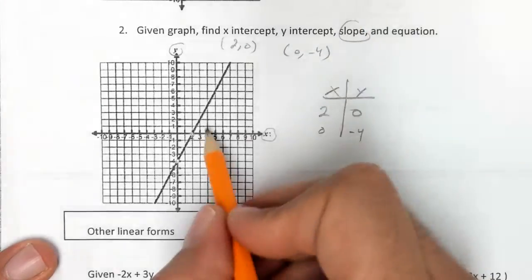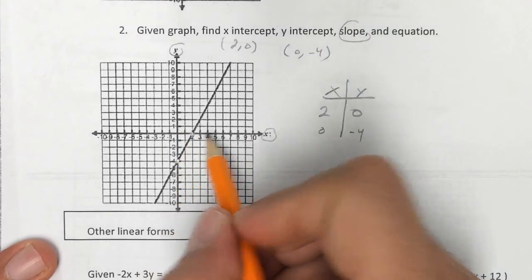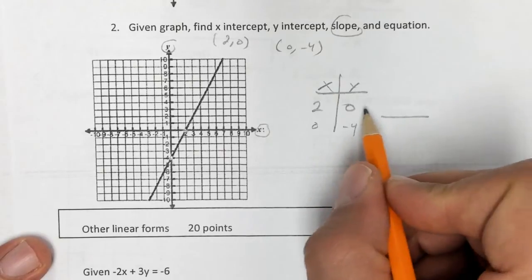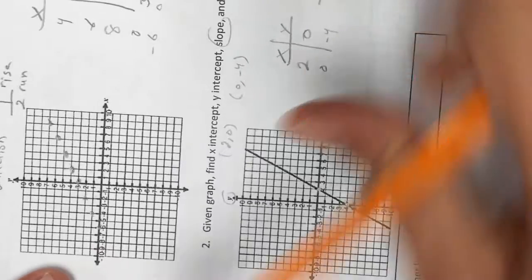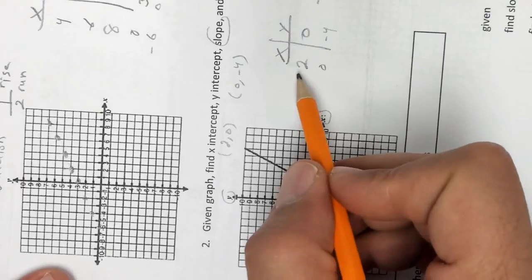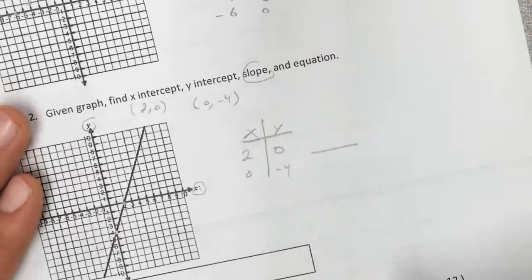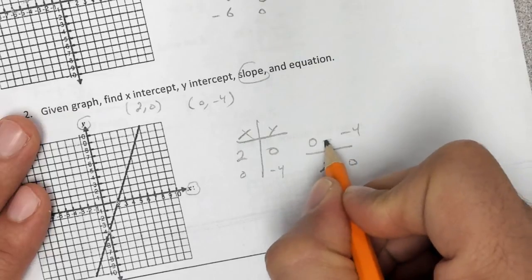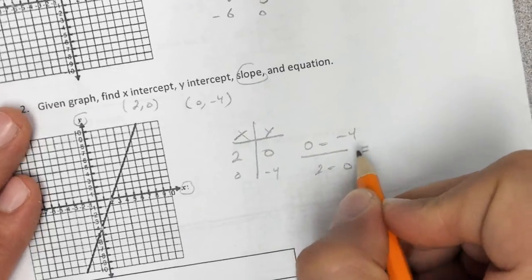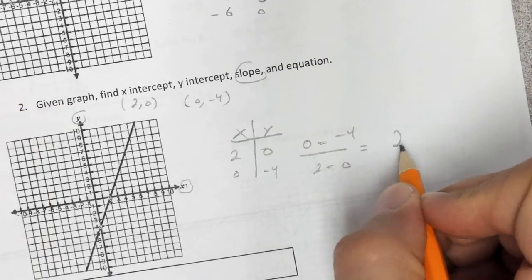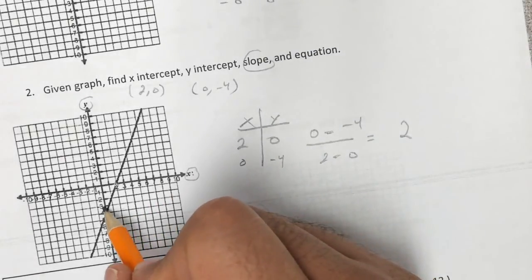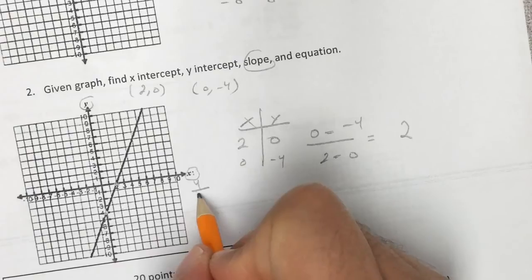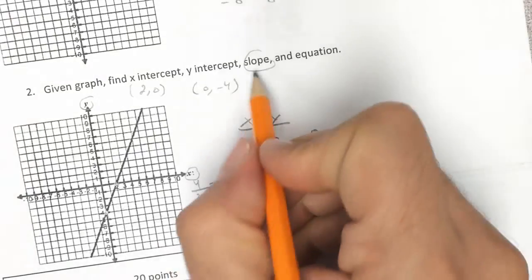To find the slope, you can go rise over run, or you could just slap the table. Since I've been doing this a lot, let's go ahead and do that. If I slap the table, these numbers are on top, 0 and negative 4. On the bottom is 2 and 0. Put a minus sign in the middle like that. And that gives me my slope, which is 2. Rise 1, 2, 3, 4. Run 1, 2. 4 over 2 is just 2.